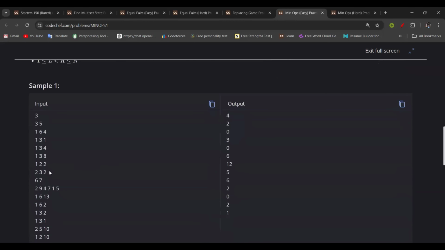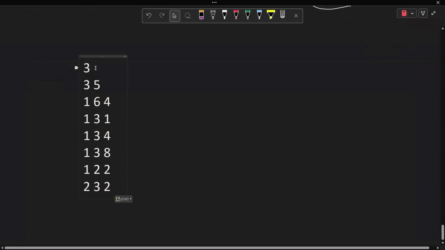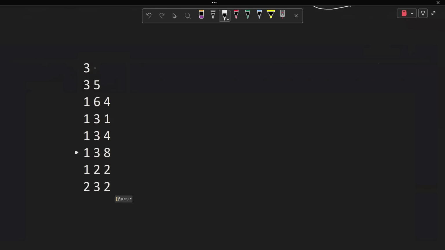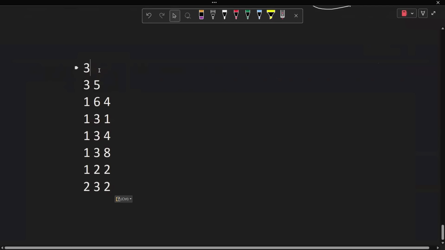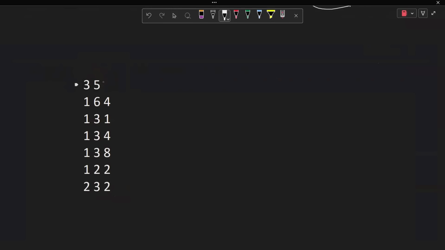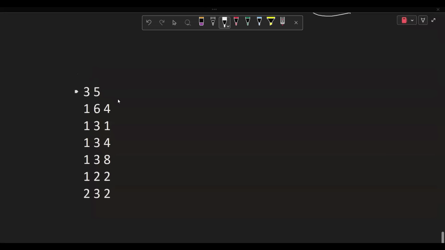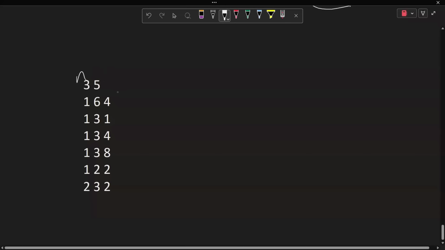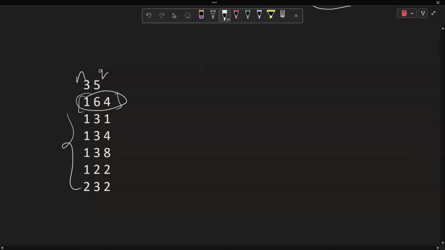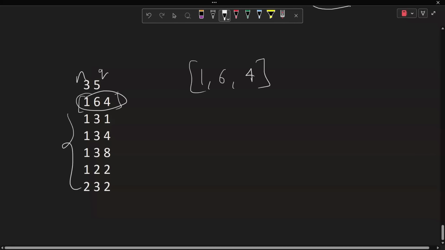Okay, let's look at the first test case to understand what you need to do. Here you have n and q, so q queries. This is the array, and these are the q queries. You are given this array 1 6 4. Let's say this is your initial array.